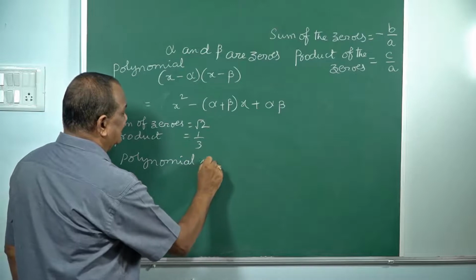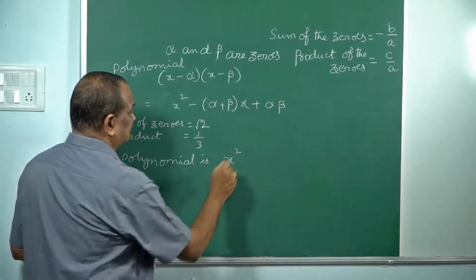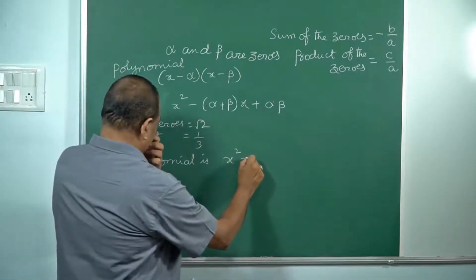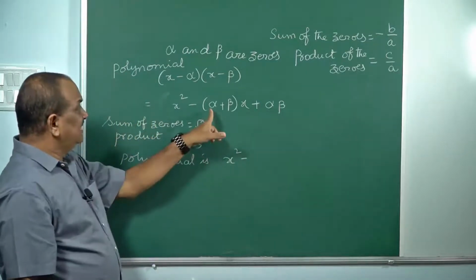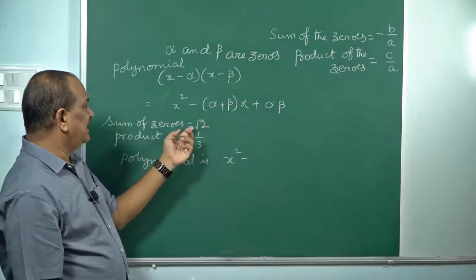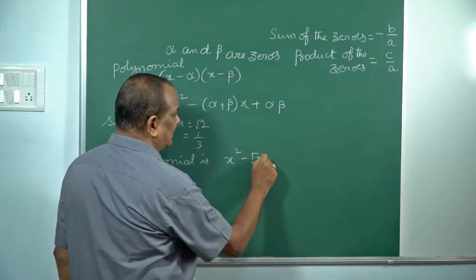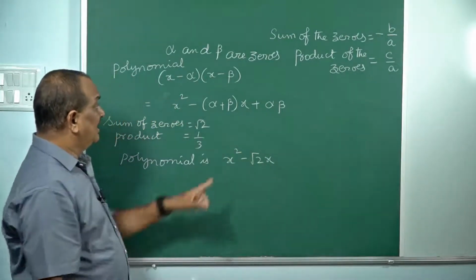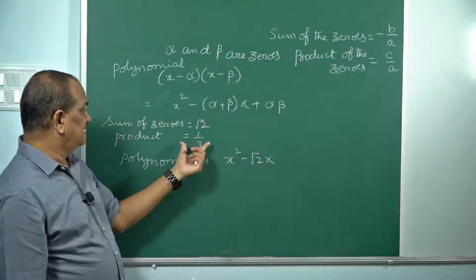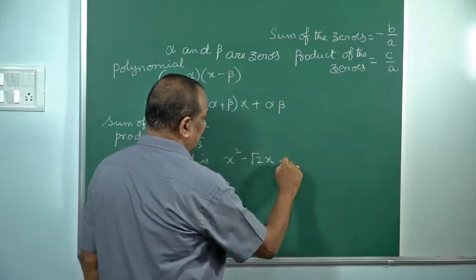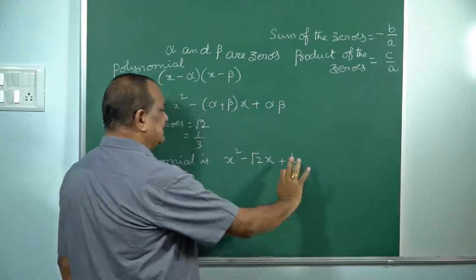Polynomial is x square minus, okay, in place of alpha plus beta you can write root 2 x, and plus the product. This is 1 on 3 actually, plus 1 on 3. That's it. This is the answer.